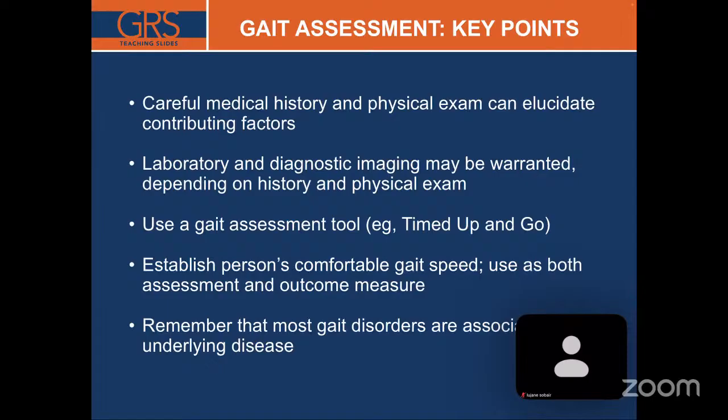Measuring comfortable gait speed also is a tool. It's important to measure a person's comfortable or usual gait speed. And this is a simple, actually, but powerful indicator of overall health, and also of the fall risk and functional independence. We use it both to assess the current state and to track the progress over time. But always remember that most gait disorders are associated with underlying disease. So our assessment should always consider the broader medical context, not just the walking pattern itself.